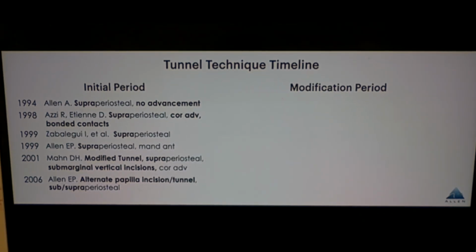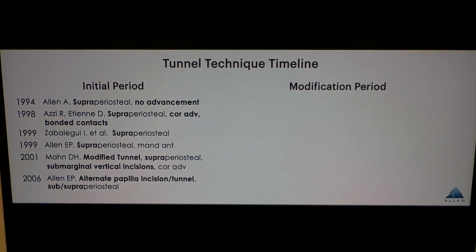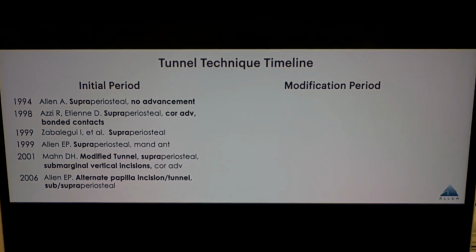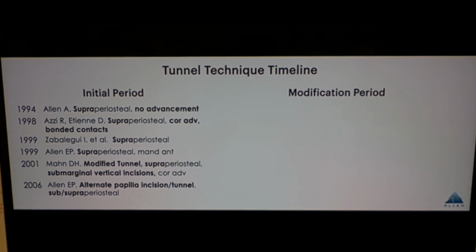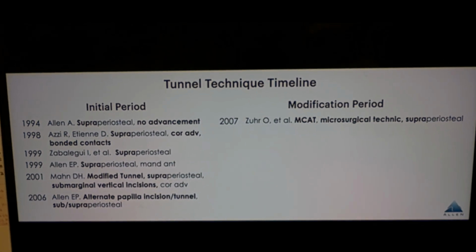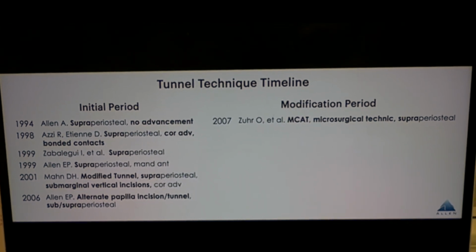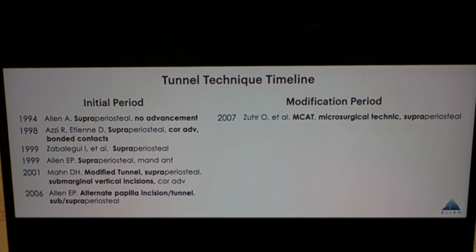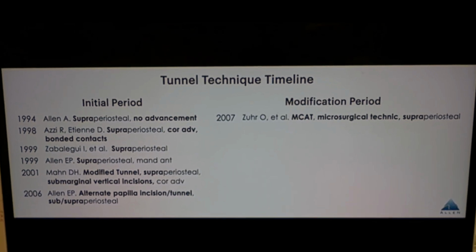In 2006, I published the alternate papilla incision tunnel technique that involves subperiosteal dissection, so that the graft was placed on a bony bed, a very rigid bed, and also apical to that, supraperiosteal dissection to improve mobility. In 2007, I call this the modification period, and it was a microsurgical technique, again with supraperiosteal dissection. But that's where MCAT was first used.